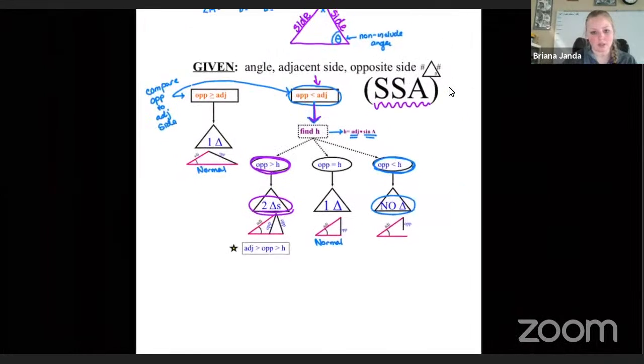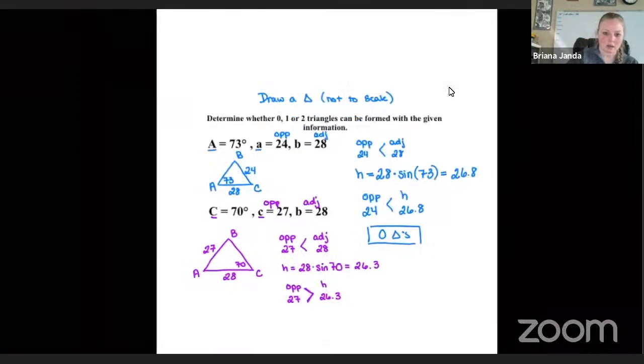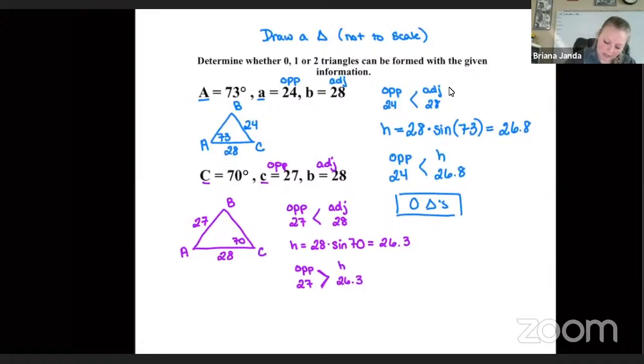And again, that's all this part was asking me, is to decide how many triangles. So because opposite less than adjacent, opposite greater than height, I know that this will create 2 different triangles. Questions?